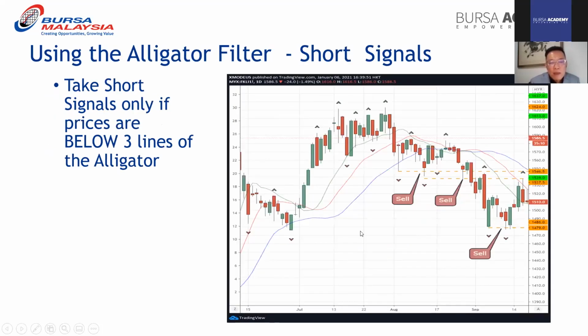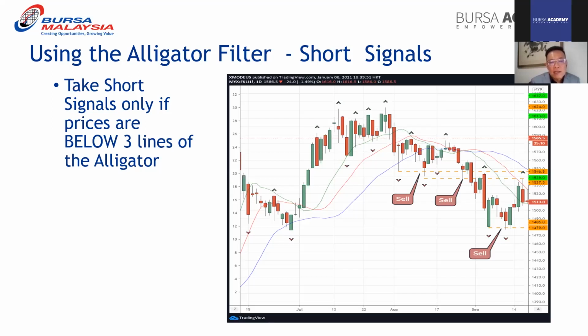Now, this is an example for a short signal. If the prices are now below the three lines and the lines are opening up, then it's showing you that the trend is gaining strength. And if your indicator or your system is also in synchrony with the alligator, then the alligator is confirming your signal as well. So for those who are using their own indicators, you can use the alligator as an additional filter to see whether the trend is in sync with what your trading system is indicating. I would use it that way.